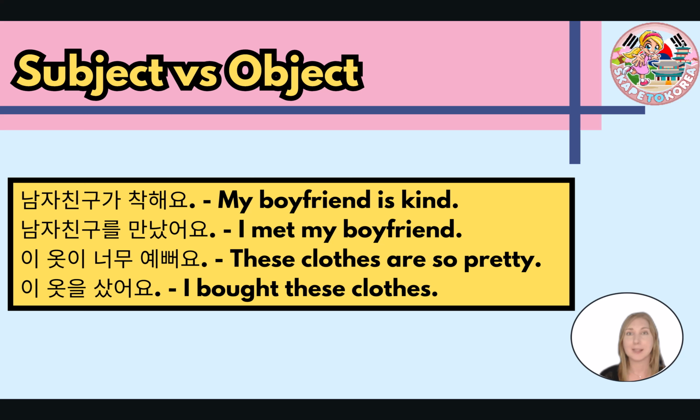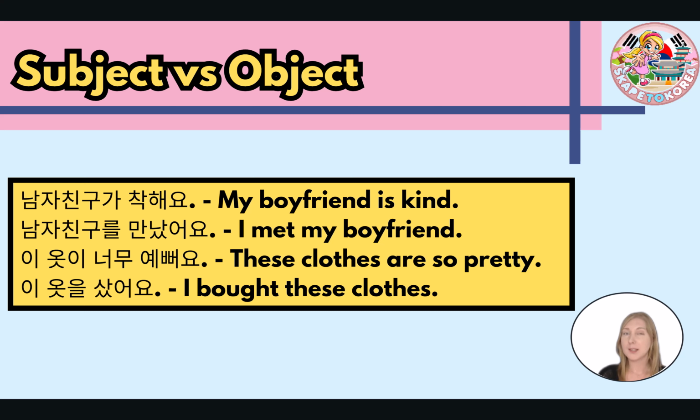So 이, these, or this, 옷, clothes. So 옷이, because subject, because it's ending in a descriptive verb, 예쁘다, to be pretty. You're describing the clothes, right? So, and 너무 is so or to or very. Okay, so these clothes are so pretty.